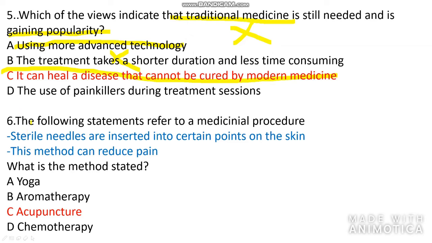Next, the following statements are referred to a medicinal procedure. Sterile needles are inserted into certain points on the skin. As I mentioned before, it's called acupuncture points. This method can reduce pain. So, what is the method stated? Okay, apa yang ada guna jarum? As I said before, it is acupuncture.